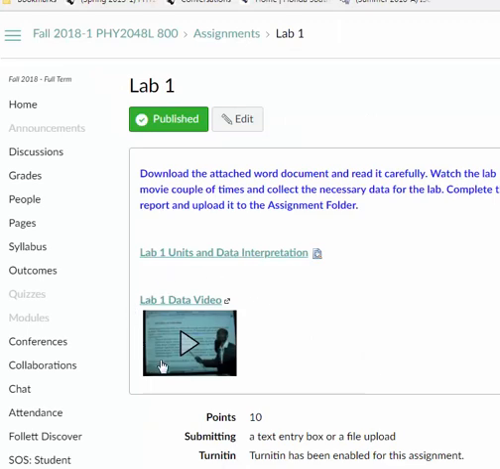Each lab comes with a data video lab, and you need to watch it in order to get information in how the graph or the lab is to be done. So please watch this video, not necessarily once, but at least twice, to understand all the concepts. And if you have questions, let me know. I'll answer them for you.